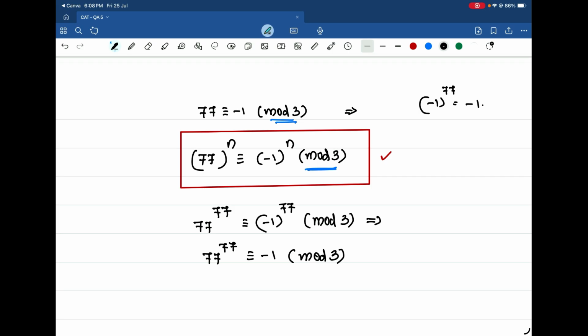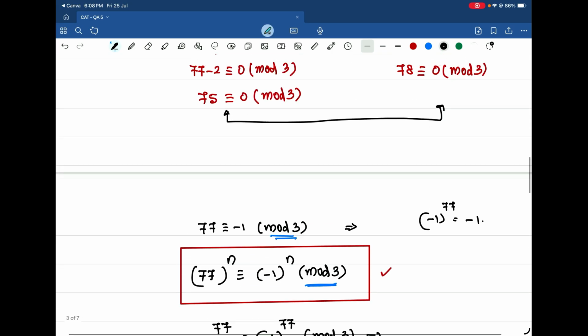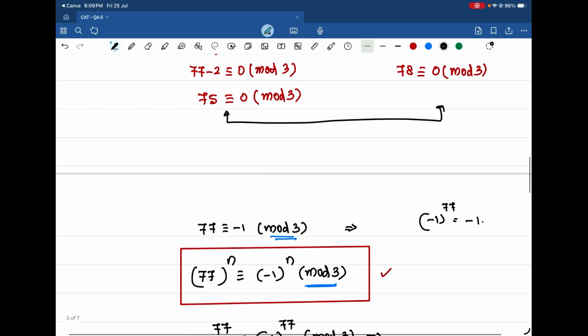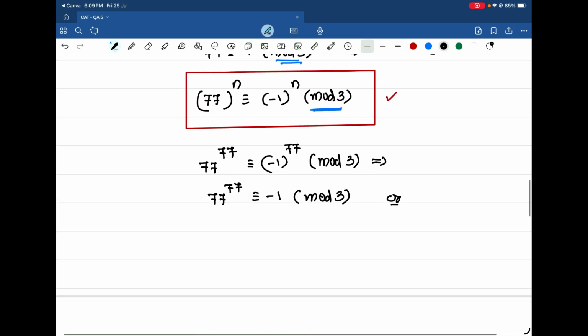Or it can be, instead of minus 1, as I told you, you can use 2 also. Minus 1 can be replaced by 2. So 77 to the power of 77 is equivalent to mod 3. Please try to understand this step, it is very, very important.